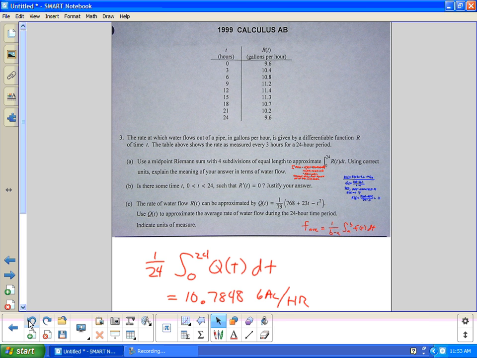So what if we get the number? If you have the units gallons per hour and you just didn't write it, if you have units, that doesn't matter. You get the credit because you have the units on both. All right.